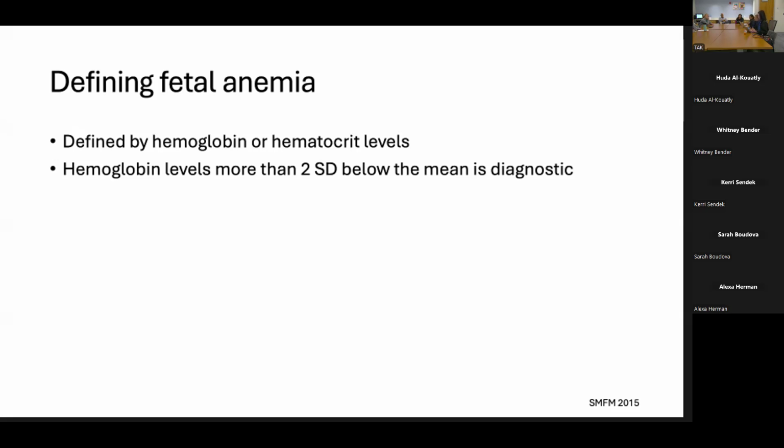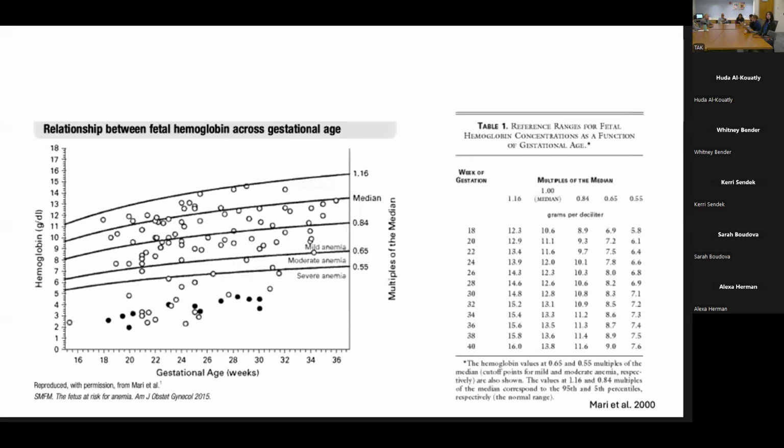Just briefly, because it says fetal therapy, so defining fetal anemia. It's defined by hemoglobin or hematocrit levels. Hemoglobin levels more than 2 standard deviations below the mean are diagnostic. Fetal hemoglobin reference ranges are based on gestational age. Hemoglobin values increase with advancing gestational age.